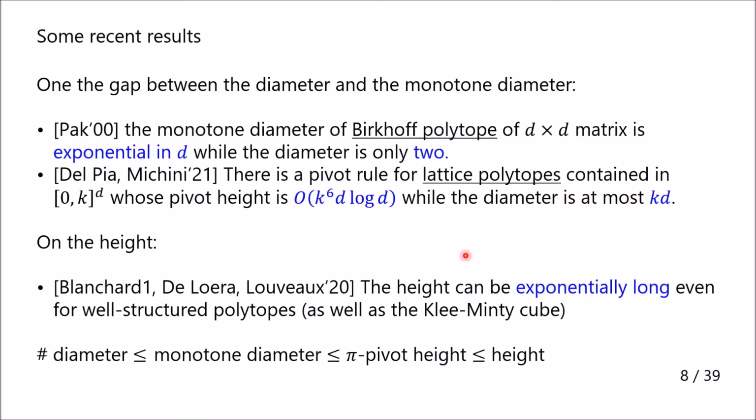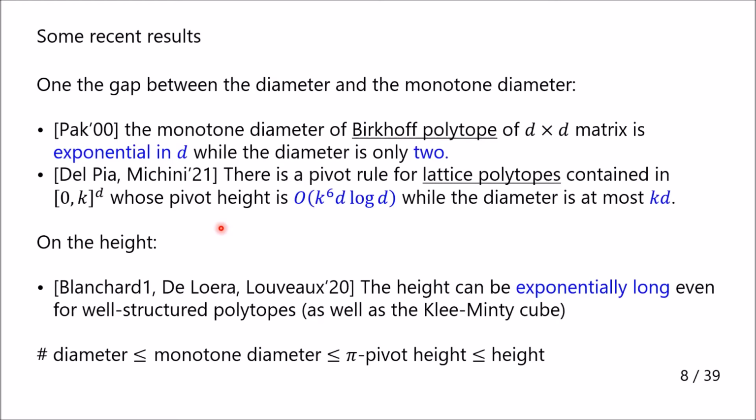So Noriyoshi? Hi? I don't think the Del Pia and Michini is a monotone path. Do they do monotone path? I don't think so. Not the monotone path. It's a pivot height. They give a pivot rule which defines a simplex path. So not the monotone diameter. It's a pivot height. I mean, am I clear?